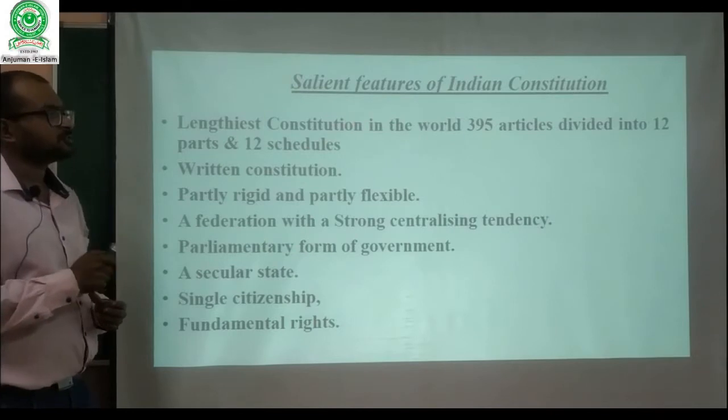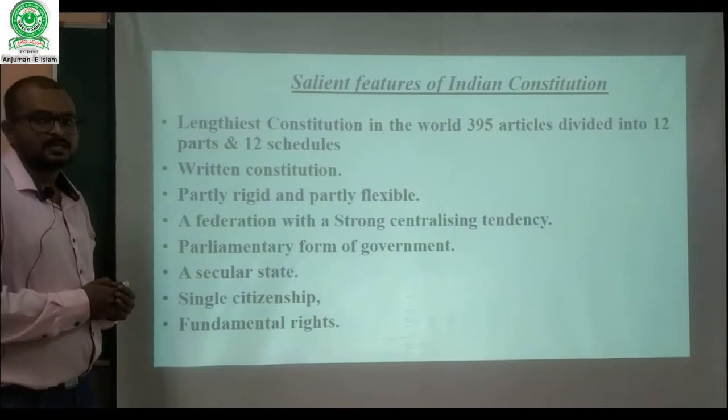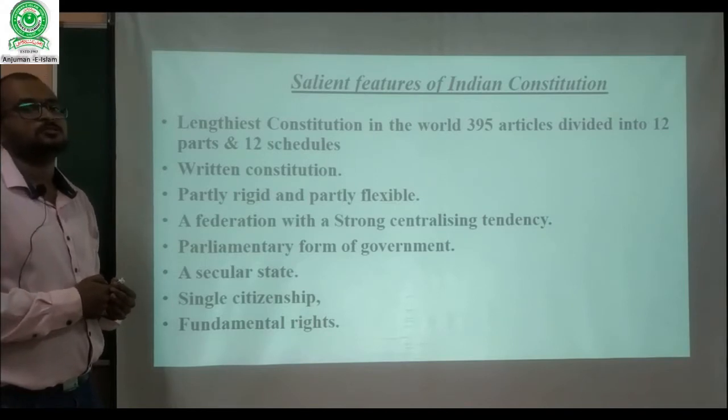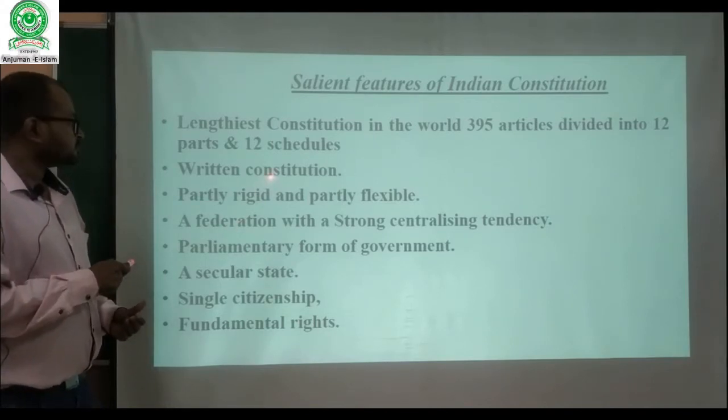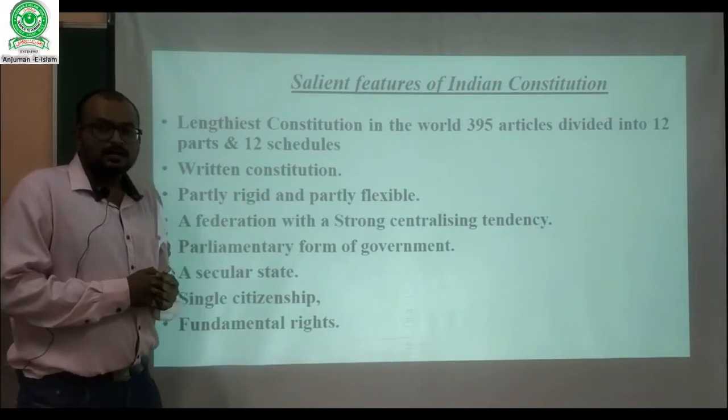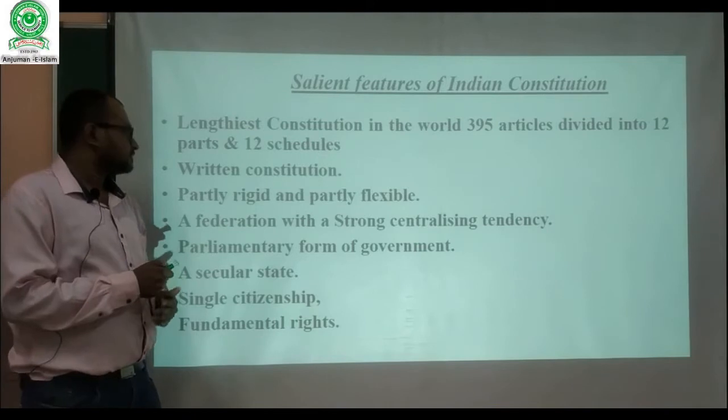It is the lengthiest constitution in the world. It has 395 articles with 12 parts and 12 schedules. Hence, it is one of the lengthiest constitutions in the world. Written constitution. It is a completely handwritten constitution. A constituent assembly was formed for this purpose.